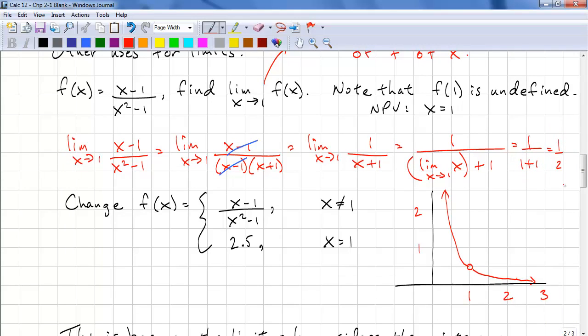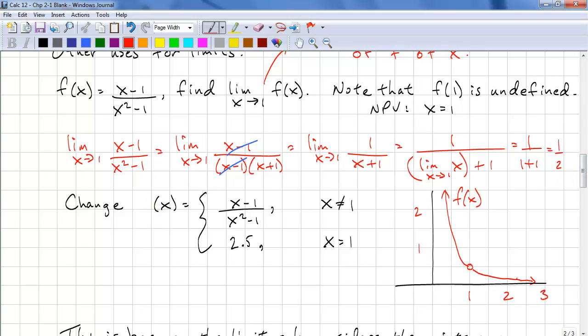Okay, looking at this graph of that function, f of x, we see that as we approach 1, the value is going to be a half. And if we approach from the right side, again, it's going to be a half. And basically, this is a function with a hole.